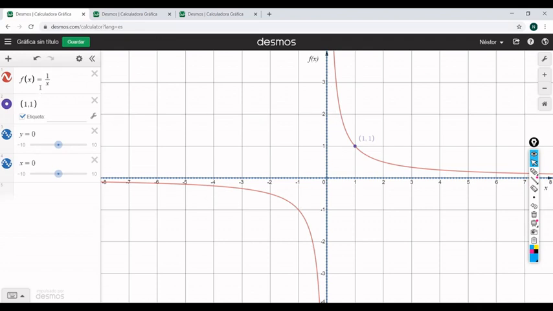This is the graph of my function f of x equals 1 over x, which you already studied on your own in the last lesson. Okay, this is known also as the reciprocal function, and its graph is known as the hyperbola, this in red.